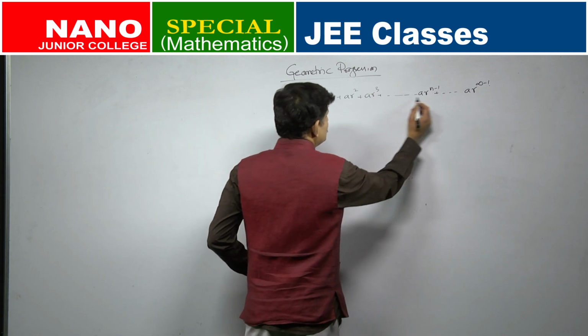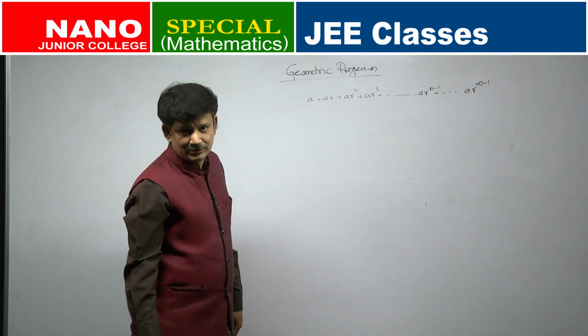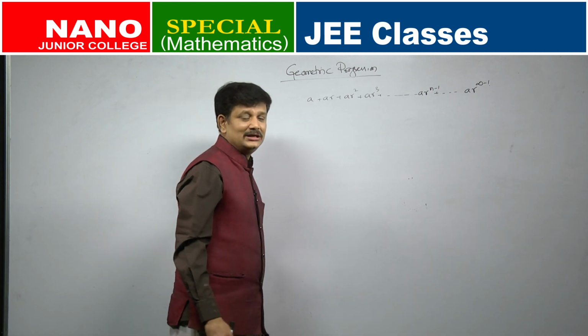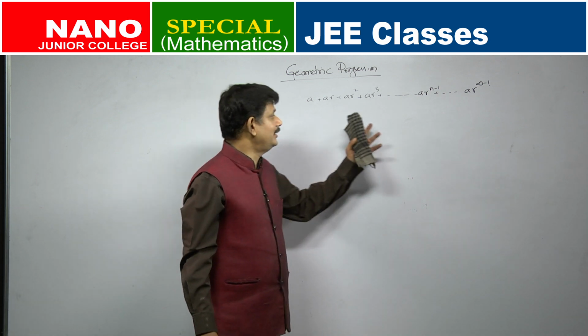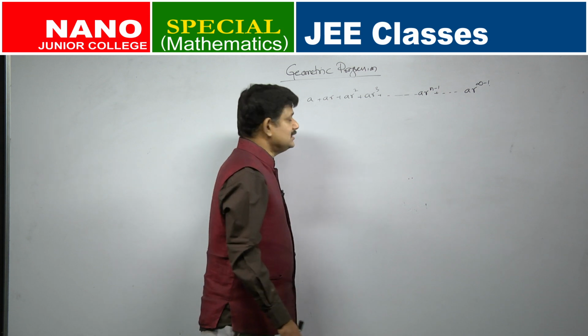So, only when it is 0 can the sum be some finite number. Such a sequence, such a series, we call a converging series.